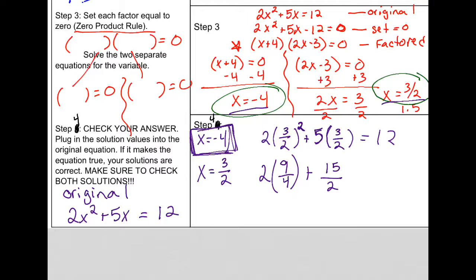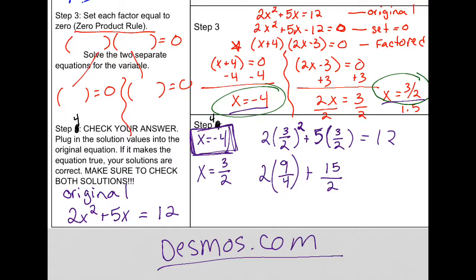Remember, you can always use a calculator, and there's an online calculator, desmos.com, which can be really helpful. Okay, so then another multiplication. 2 times 9 is 18. Keep the denominator 4 and 15 halves.